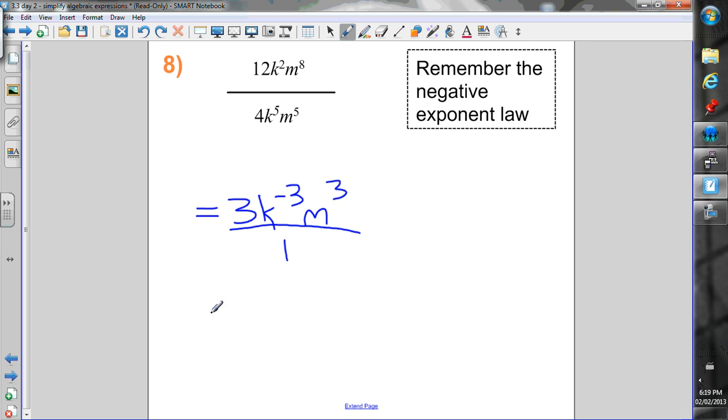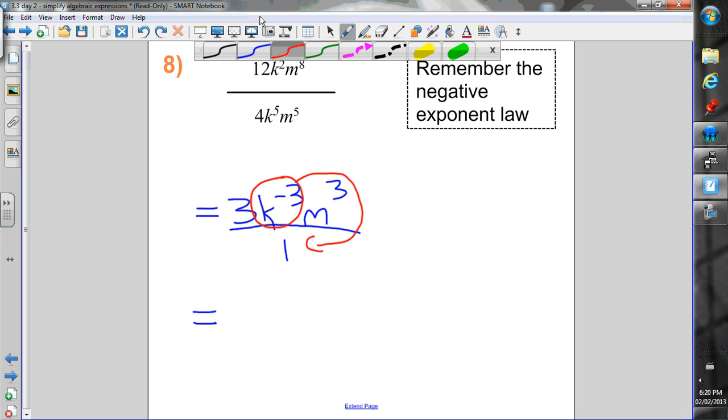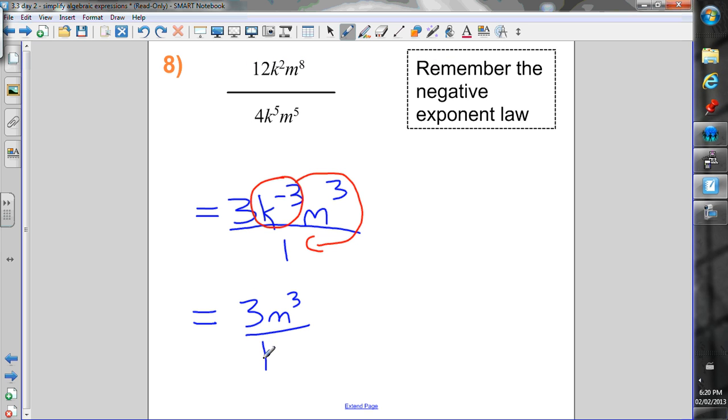Now my final answer cannot have a negative exponent. So what I need to do to make that exponent positive, I need to take that power, move it to the bottom of the fraction, and that will give me the positive exponent that I'm looking for. So I'll rewrite this as 3m cubed over k to the positive 3. So that k to the negative 3, when it moves to the bottom of the fraction, it becomes k to the exponent of positive 3.